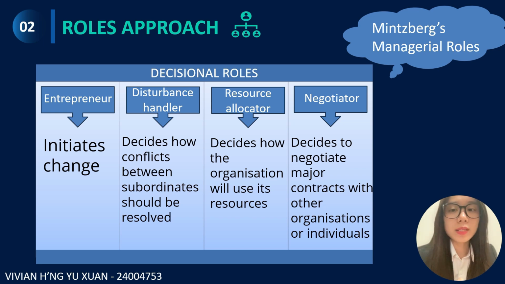Secondly, when an organization or team faces unexpected challenges, managers should take the role of a discipline handler to help manage the issue in order to maintain productivity. Thirdly, the resource allocator role requires a manager to determine how and where to apply organization resources. Lastly, as a negotiator, managers negotiate with external parties where they represent the interests of their organizations, as well as negotiating with internal parties, such as other departments and team members.